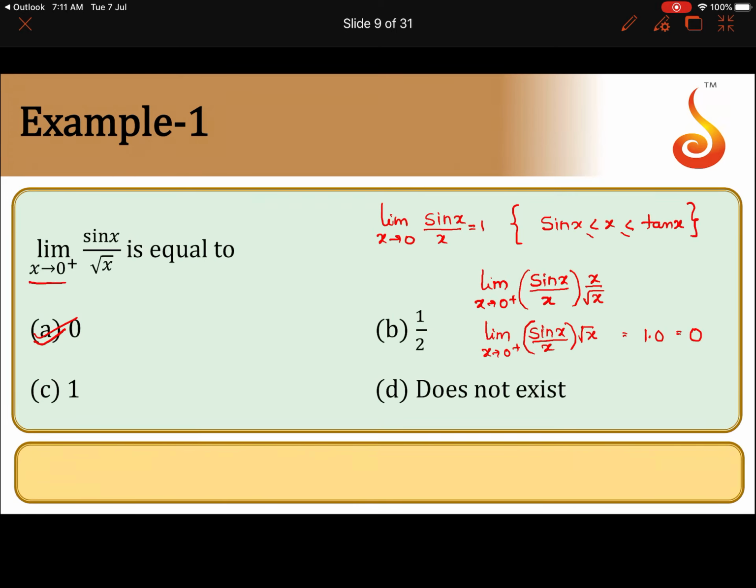So the most important point is 0 plus. Why have they given 0 plus? Because the domain of root x is x belongs to positive real numbers.